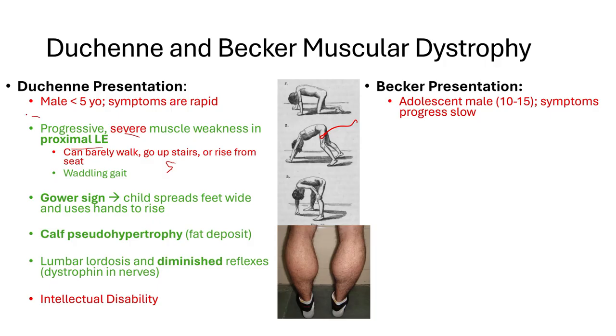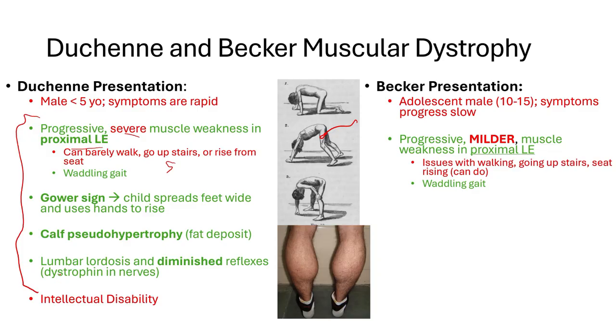Now, all of these symptoms that we've talked about will be very similar to Becker's, but this will be more rapid in progression, more severe symptoms, and will typically take place in a younger individual. On the other hand, Becker's, as we know, typically presents in individuals 10 to 15, and the symptoms will be more slow.